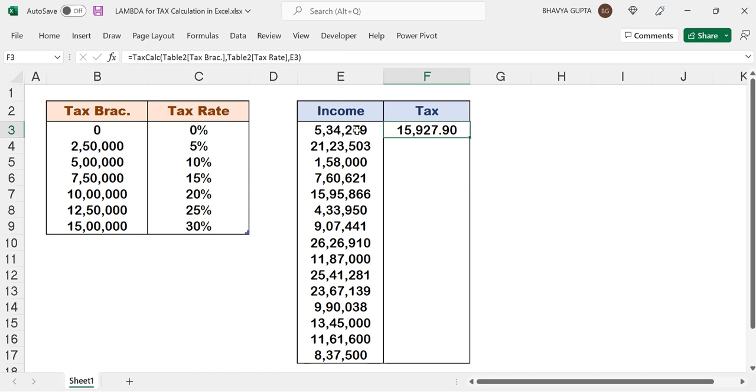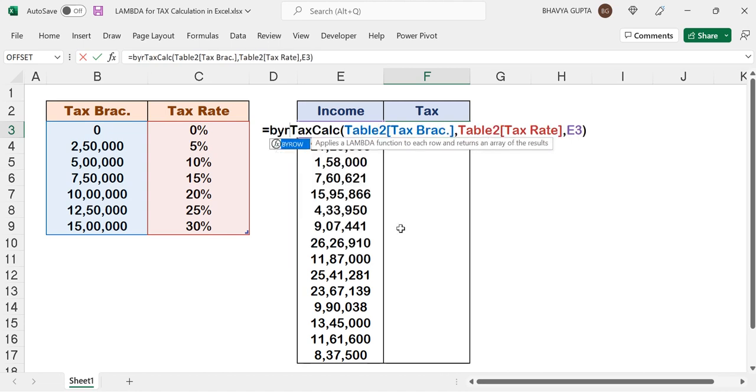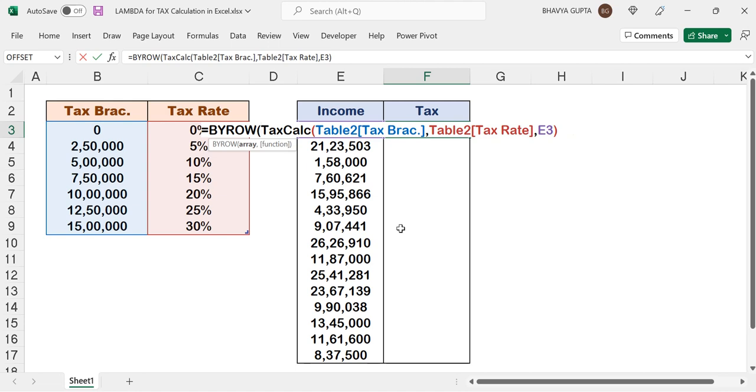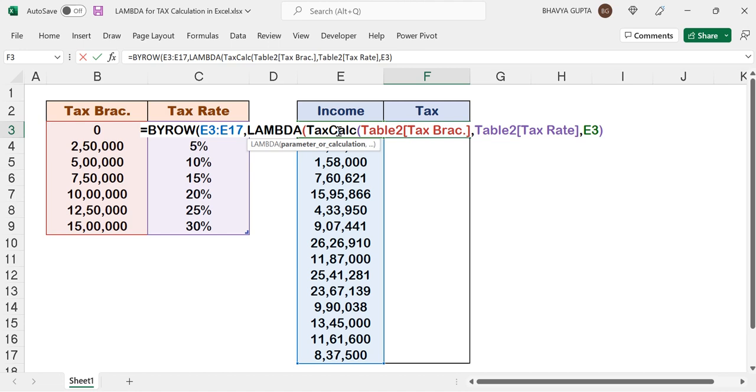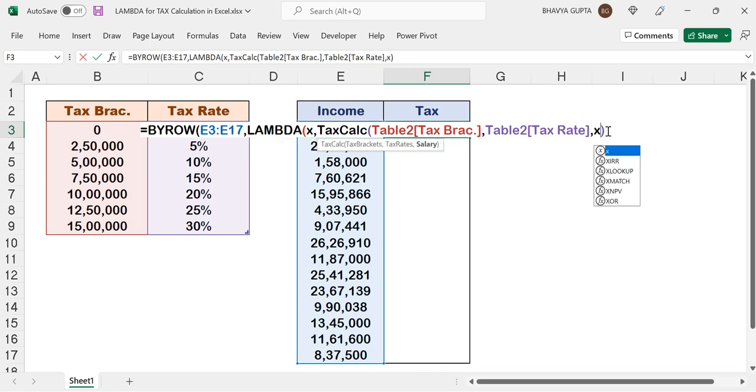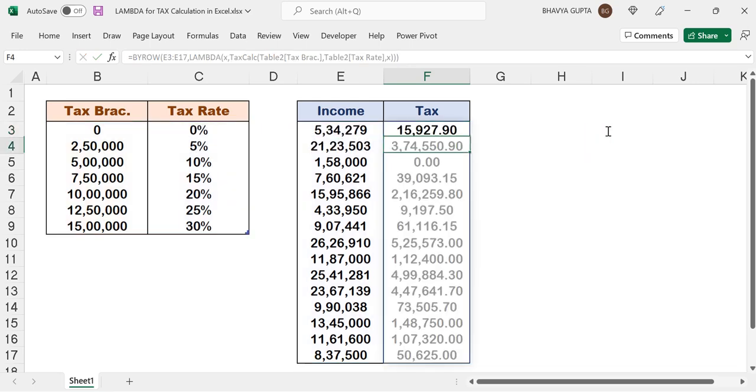So let's say we have to do this for all of these incomes. How will we do this? We will use a BYROW function again. So BYROW, and also you can use MAP as well. So BYROW, and our array will be this array of incomes. And our function will be LAMBDA, and let's say we denote each row by x, and we will replace this E3 by x, right? And let's close the brackets and press enter, and these are the tax amounts for all of these incomes, and also you can cross check these as well.